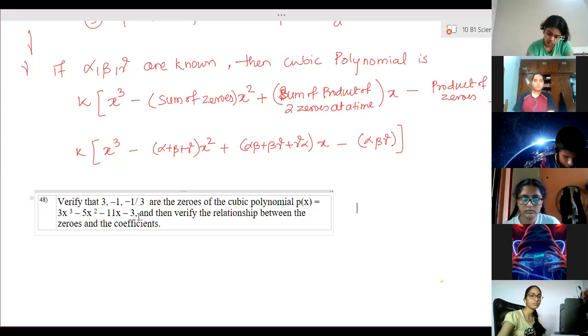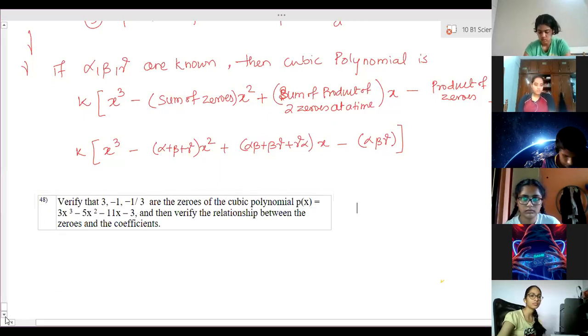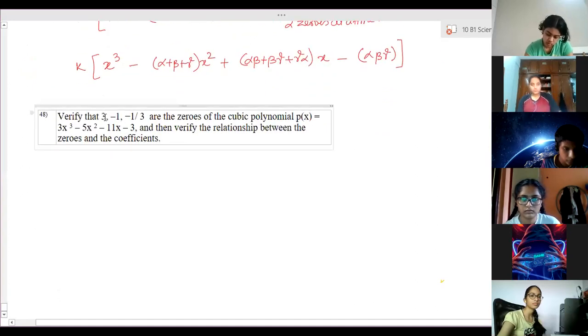Ma'am, is there any shorter way? No, that is the shortest. So verify all three zeros by substituting the value of x as 3, then -1 and then -1 by 3, and show that the remainder is 0, or the value of the polynomial is 0.